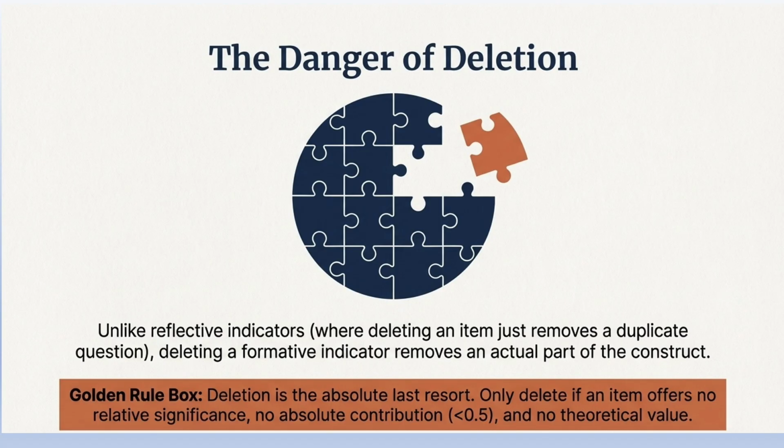In reflective indicators, the easiest option is to delete that indicator, because all the indicators are actually asking the same thing. So if you delete one or two it does not matter. But in formative, it matters a lot because each item is asking a separate thing. So when you delete one item, you are actually deleting a part of that construct. So we need to be very careful. We cannot delete just because of certain things.